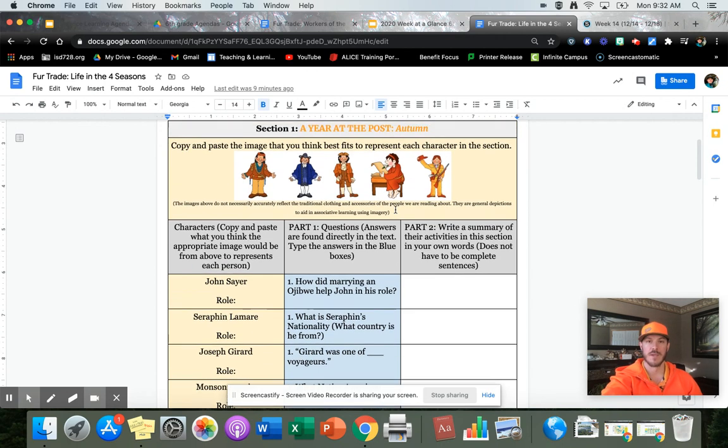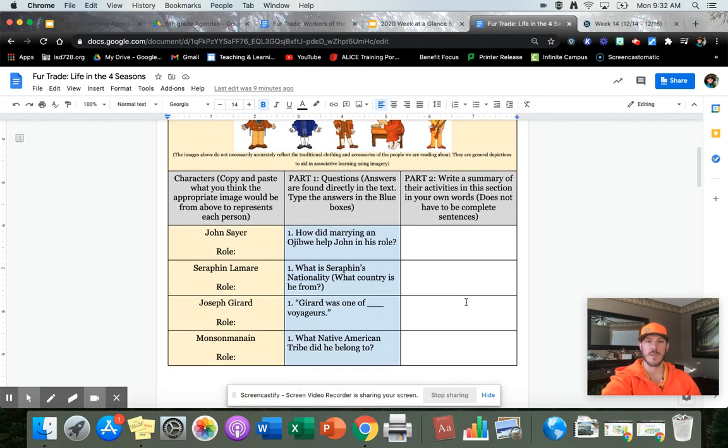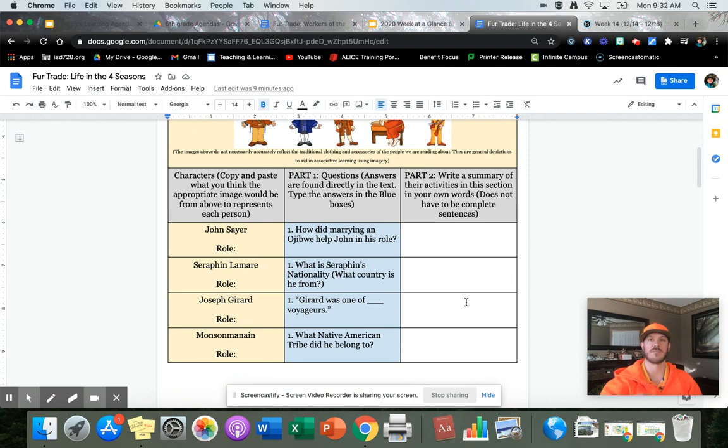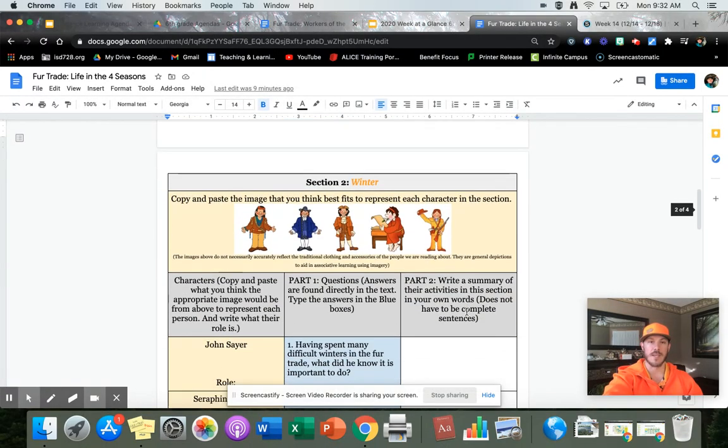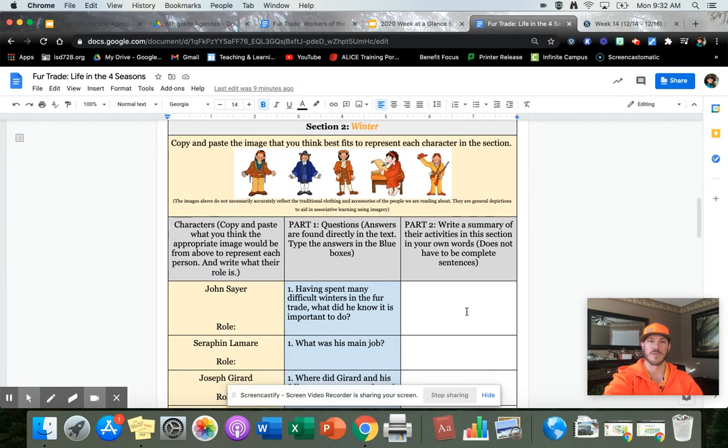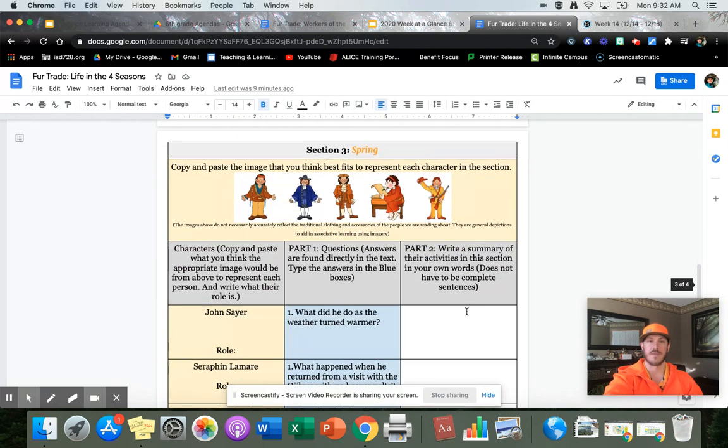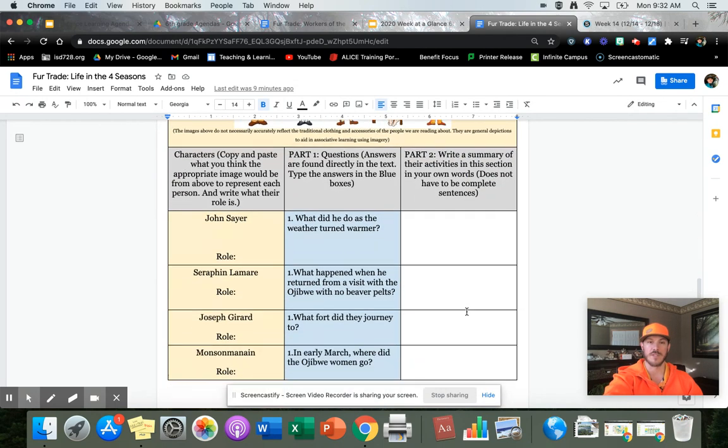And then they're practicing writing a summary about what each character did during that part of the season. And this will be important because for their summative assessment, the students will actually have to create their own story of a worker from the fur trade and what their experiences were like throughout the four seasons. So these summaries are very important because it's direct practice for the summative. And the same will be for Tuesday, which they'll focus on the winter. Same thing with the spring on Wednesday.